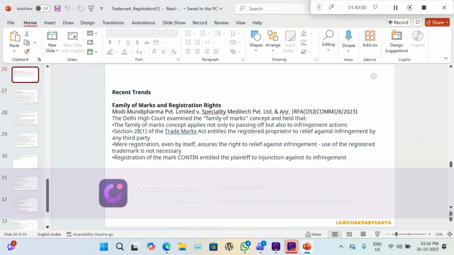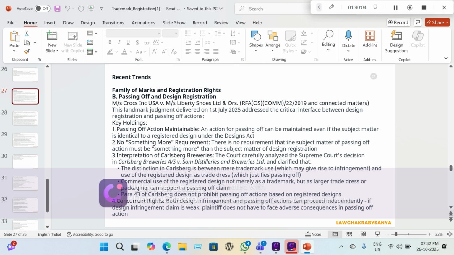Then on the next slide we have Crocs versus Liberty shoes. In this, passing off and design registration was talked about. So passing off action was considered to be maintainable, and there was no 'something more' requirement for passing off because it was a well-known brand. Now, then there was a case of Carlsberg Brewery.